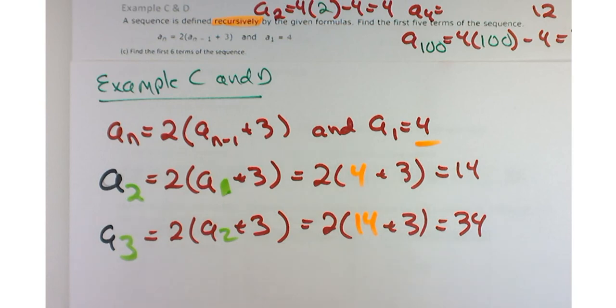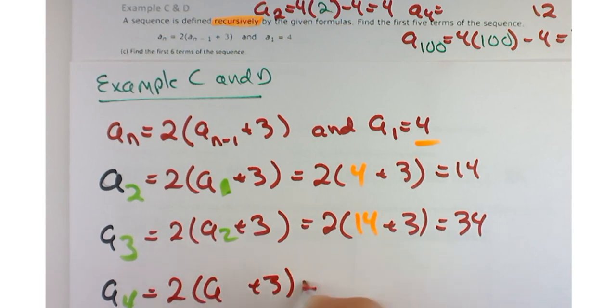I see. All right. No worries. No, I appreciate the question. So we got a sub 4. And to know a sub 4, what would I need? What am I going to tap into? A sub 3 plus 3. A sub 3 plus 3.